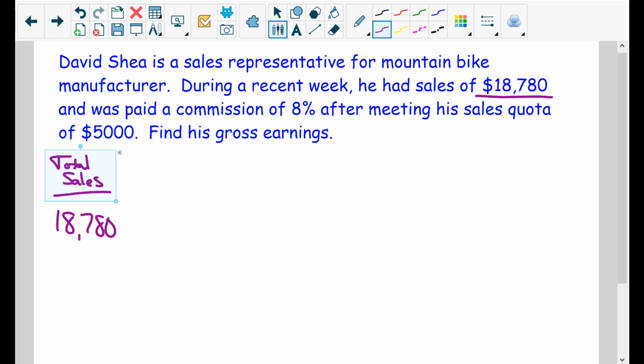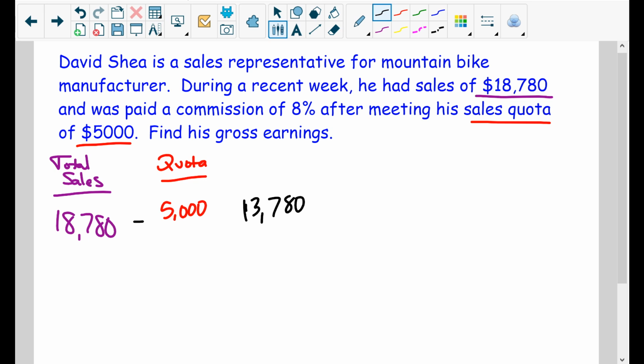Right? So we need to find, well, what's the commissionable sales? Well, to find that commissionable sales, we have to look at his quota. His quota is $5,000. He's expected to sell $5,000. Right? So that quota comes out of his total sales. So, yep, we'll subtract that. And we get 13,780. Now that is the commissionable sales. Alright, so that's the commissionable sales.